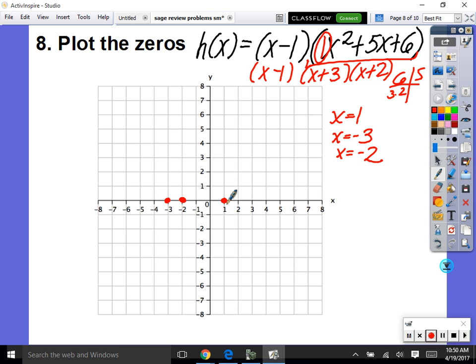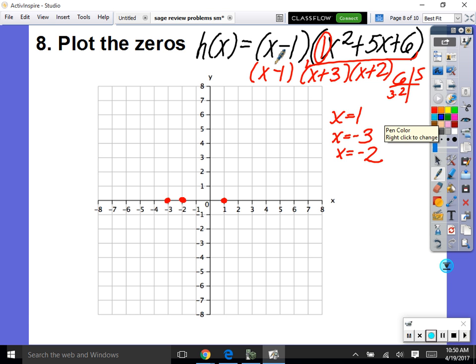And then I just want to ask you a question. If they said draw in the picture correctly here, we would then have to draw in a couple more things. So that's plotting the zeros. But now think about it. What's my end behavior?